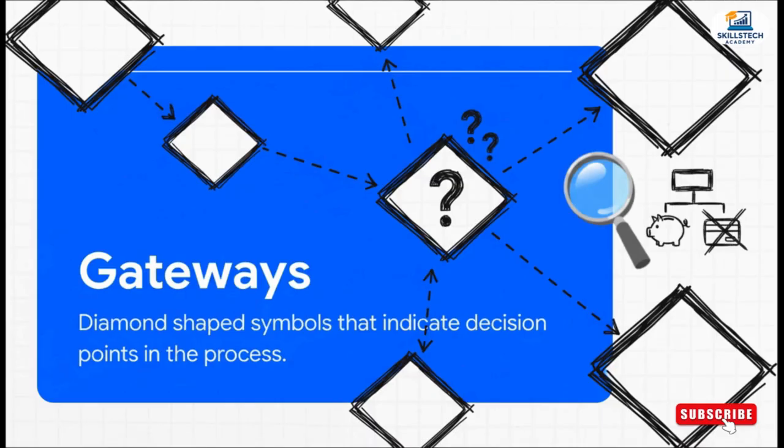That's where gateways come in. These diamond shapes are the decision points, the if-then moments in any workflow. A gateway asks a question, something like, is the payment approved? And then it sends the workflow down a different path depending on the answer.